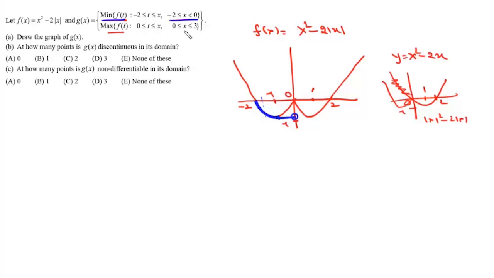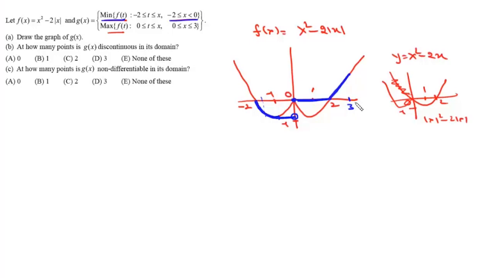Now it says maximum of f(x) from 0 to 3. Now at 0 this value is 0, and here it is a decreasing function. Between 0 and 2, the maximum value is going to be the value at 0. So from 0 to 2 it will be this straight line, and then from 2 to 3 this function increases, and that is it. So this blue graph is the graph of g(x).